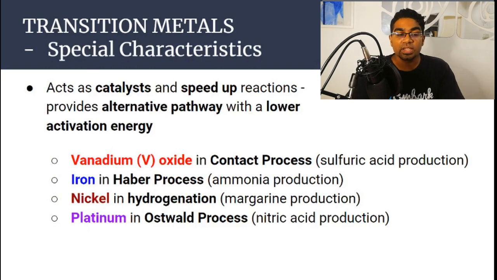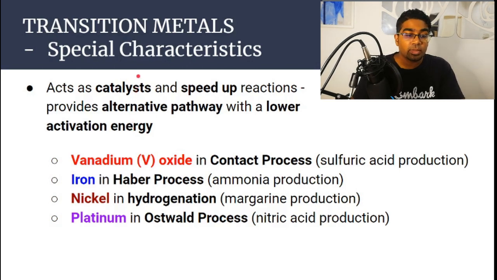Now let's look at the special characteristics of transition metals. So these are specific only to transition metals. Now, number one, they act as catalysts. Catalysts are chemicals that speed up reactions by providing an alternative pathway with a lower activation energy. They lower the energy needed for a reaction to happen, basically. Okay, we'll cover that in detail in another video.